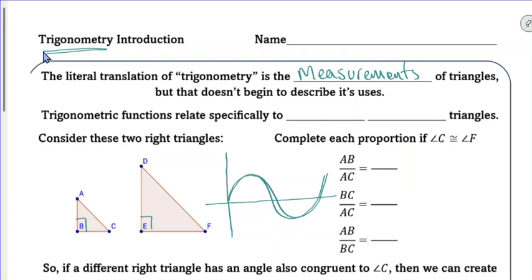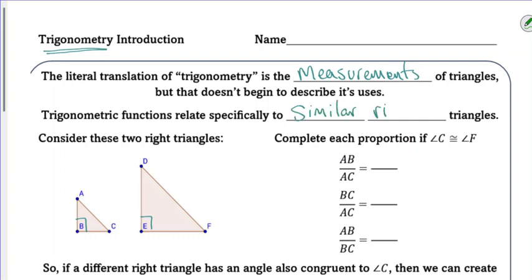These trig functions have a lot of different purposes. Right now, unfortunately, we only have the time to talk about how they relate to similar right triangles, but in high school you'll learn how they have a bunch of different applications. Hopefully you'll continue math beyond that and see that they have even more applications. But for right now, specifically, we're going to deal with how they relate to similar right triangles.